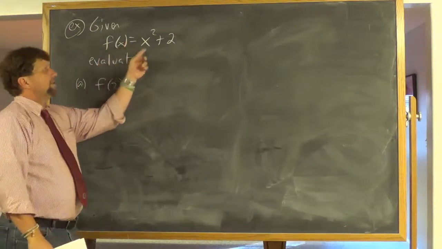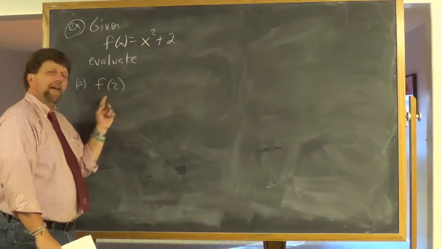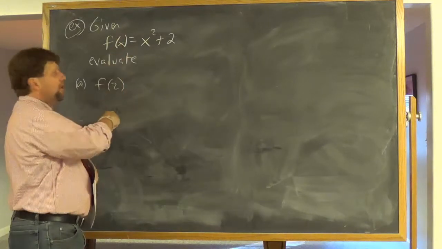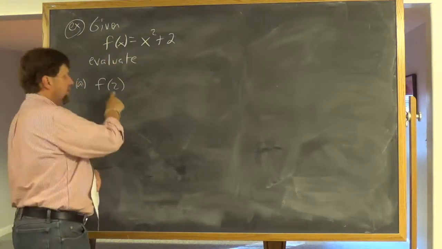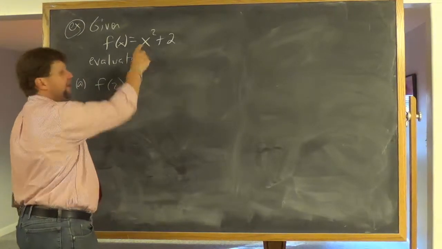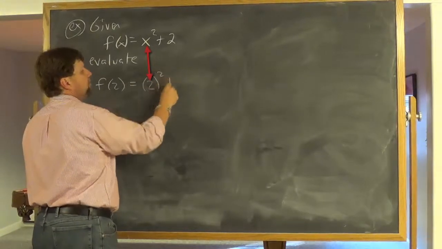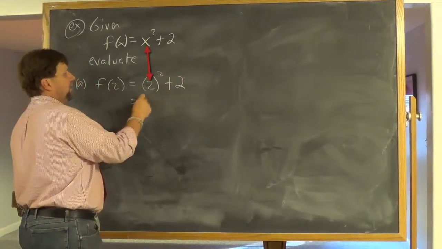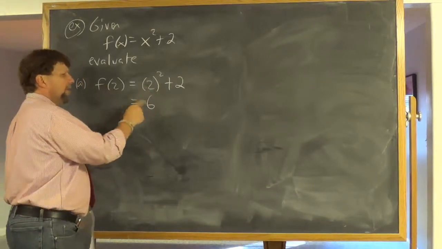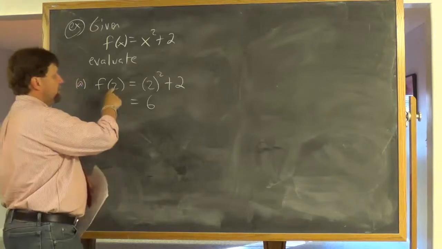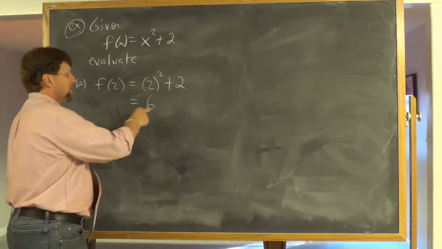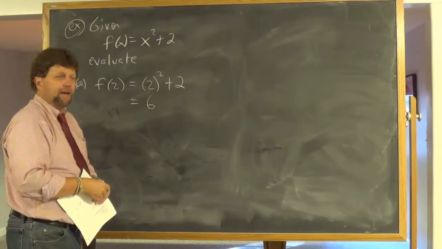If you have f of x equals x squared plus 2, to evaluate f of 2, notice how 2 is in the position of x. So wherever you see an x, replace it with a 2. So for f of 2, you're going to put 2 in here for x, and you get 2 squared plus 2. Well, 2 squared is 4. 4 plus 2 is 6. So f of 2 is 6. Quick review here. 2 was the independent variable. 6 is the dependent variable value.